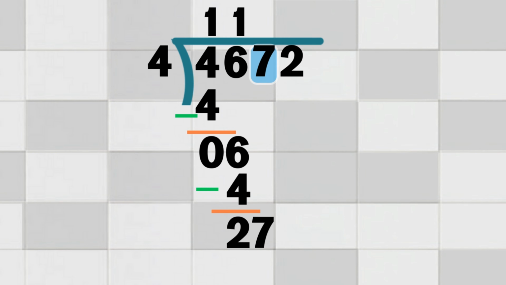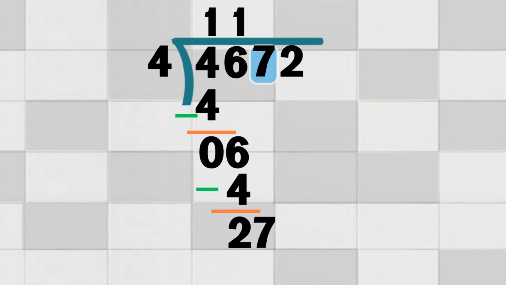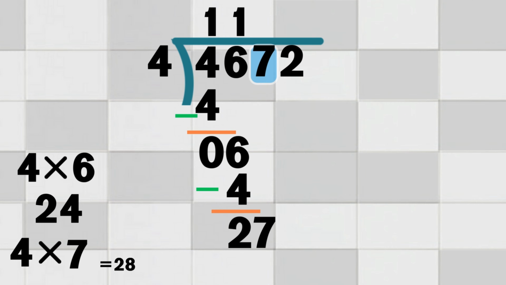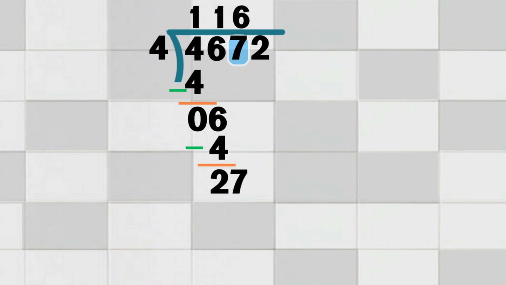Divide again. We ask, how many times does 4 go into 27? Let's try. 4 times 6 equals 24. Close. 4 times 7 equals 28. Too big. So 4 goes into 27 6 times. We write 6 above the 7. Now our answer on top is 116. Multiply. 6 times 4 equals 24. Subtract. 27 minus 24 equals 3. Write the 3 under the 27.